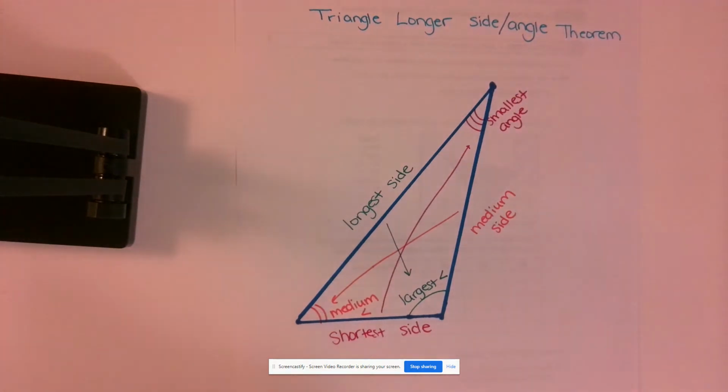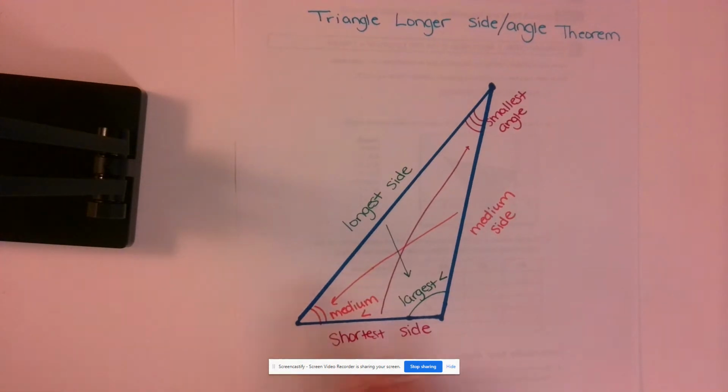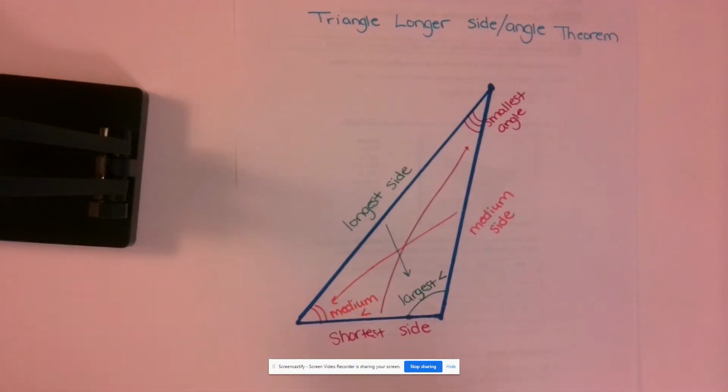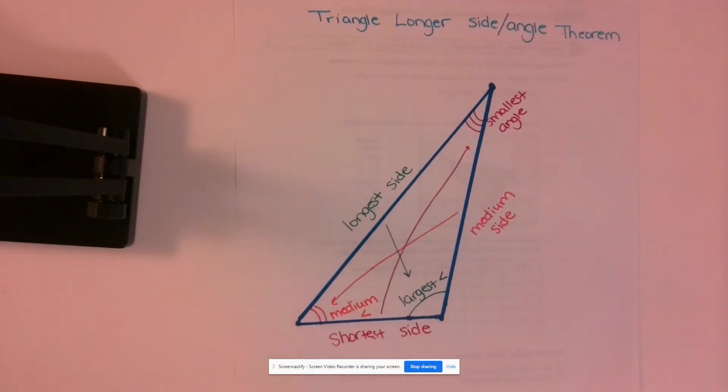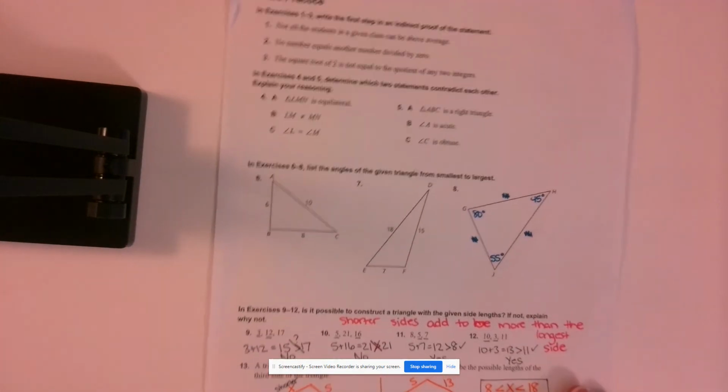So if you know where the sides are, you can help find the sizes of the angles in order, and vice versa. If you know where the angles are, you can find the order of the sides of the triangle. So we're going to practice this. To do that, we're going to turn to page 188 in our student journal, and we're going to do 6 through 8 here. I've changed 8 a little bit, but we'll get to that in a second.